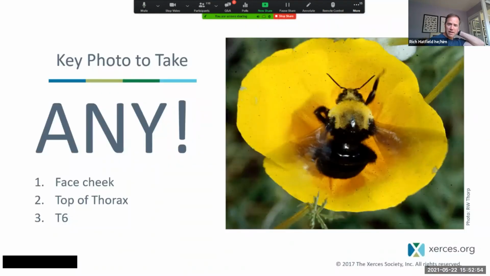What photo should you take of this species? Whatever photo you can get. We just want to document that it's still out there. So any effort to find photos of this would be great, but this species also has a short cheek. So getting a photo of the cheek length would be great. And then also the top of the thorax, so that we can see that unique horseshoe shape that you can see here. And then a photo that shows the back of the abdomen, including T5 and 6, is going to help us see if those white spots are there.